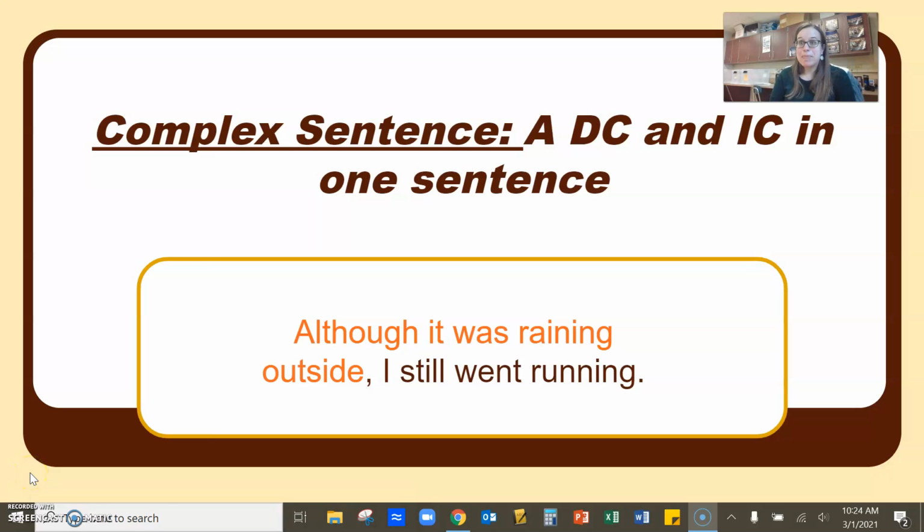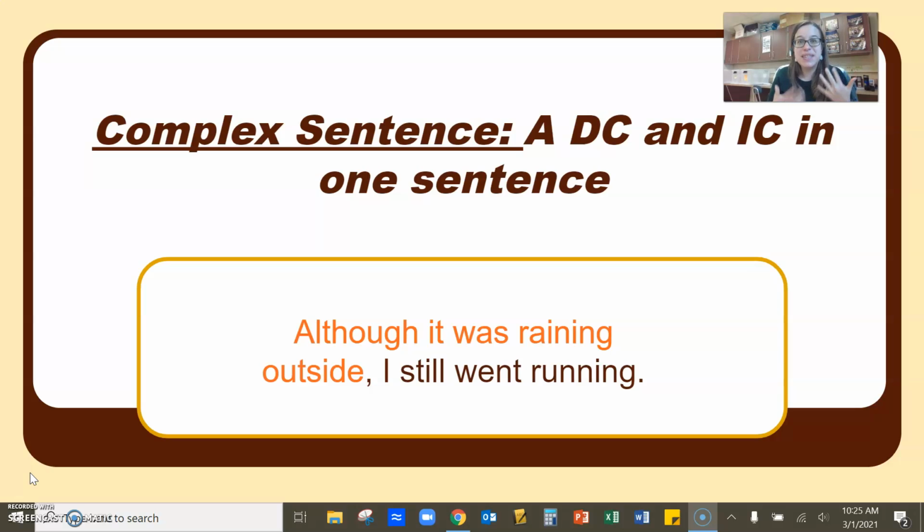So today we're going to talk about complex sentences. Complex sentences are a dependent clause and an independent clause both in one sentence. Now remember, both independent and dependent clauses have a subject and a verb. That's the definition of a clause, that it has a subject and a verb.